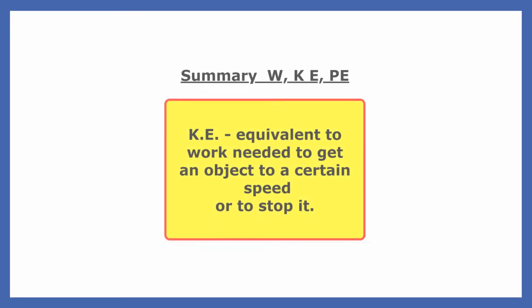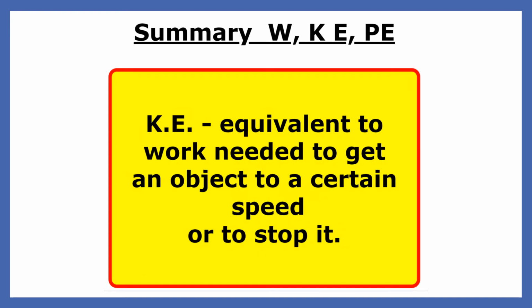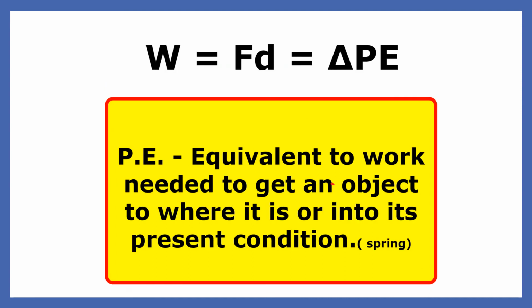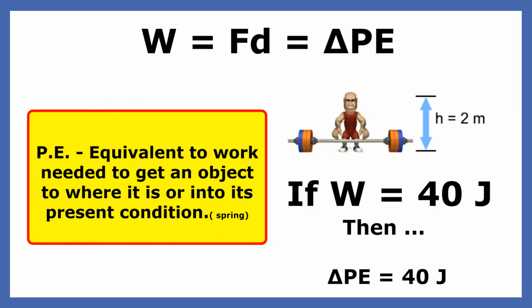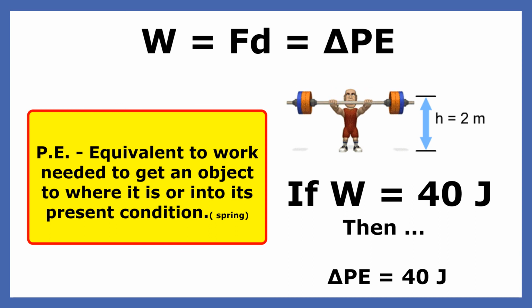Since energy and work are connected, the amount of kinetic energy an object has is equal to the work needed to stop the object or to bring it from rest to a certain speed. Potential energy is equivalent to the work needed to get an object to where it is or to its present condition. For instance, a spring. Whatever work is needed to stretch a spring, that's how much potential energy the spring has. For instance, if it takes 40 joules to lift an object from the ground to a certain position, the object will gain 40 joules of potential energy.